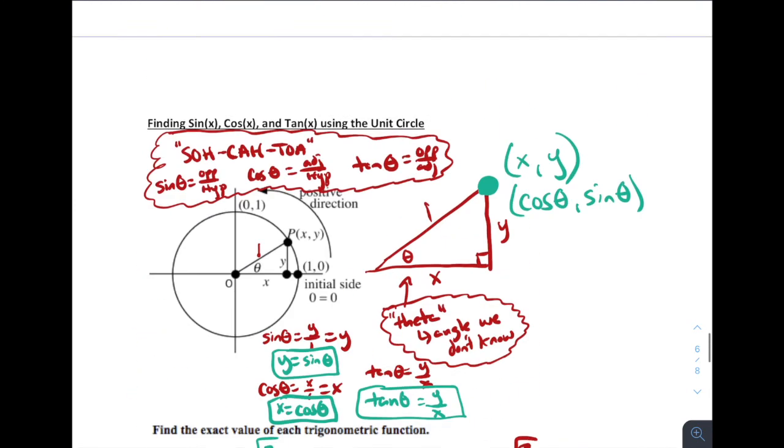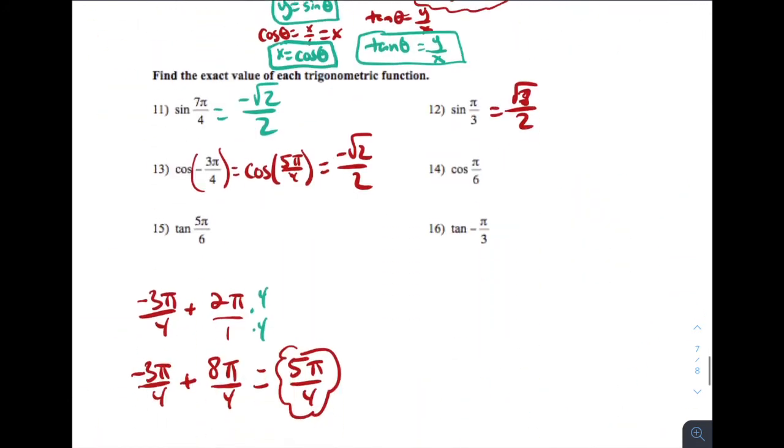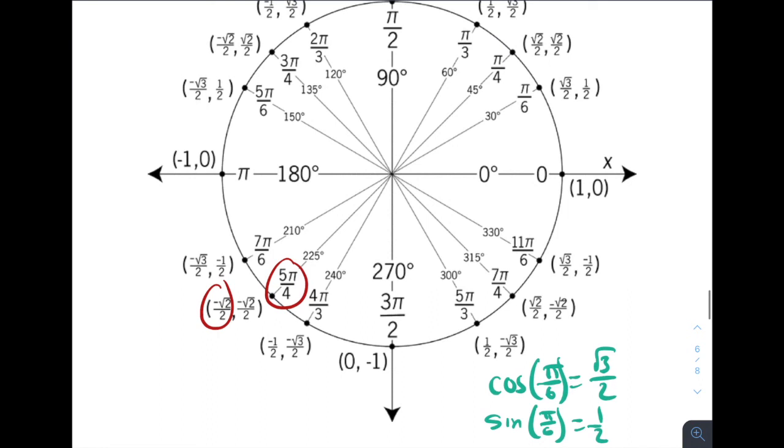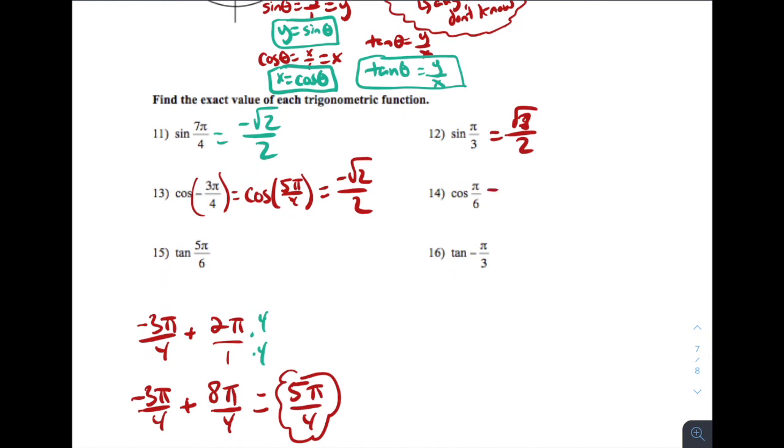What about cosine of pi over 6? Pi over 6 we see is right here. Whew, went all the way up. Cosine of pi over 6 is right here. The cosine is the x value, so that appears to be root 3 over 2.